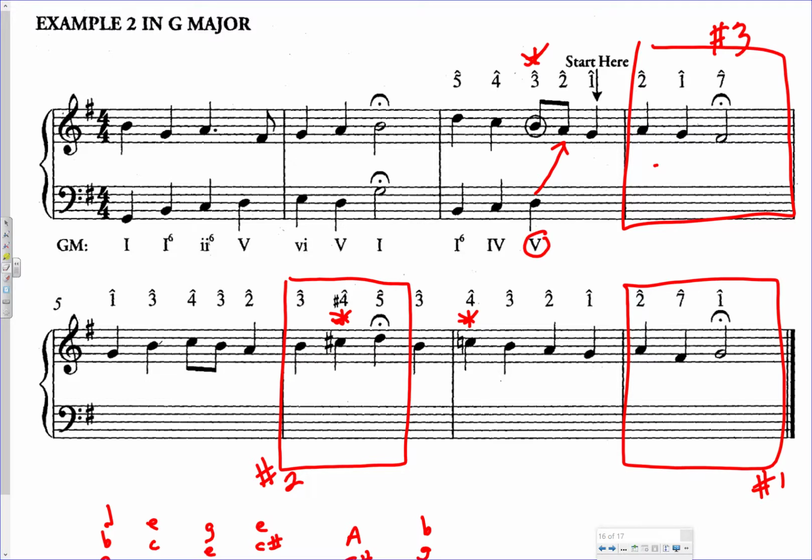Now that I've done that, I've scanned my material, I've identified my cadence points, I'm going to work backwards. What I'd like you to do right now is take some time to harmonize the cadences, working from the end and going backwards. Good luck, AP.